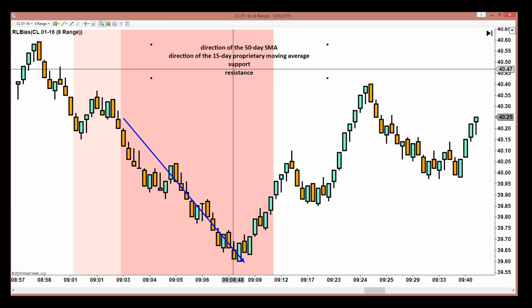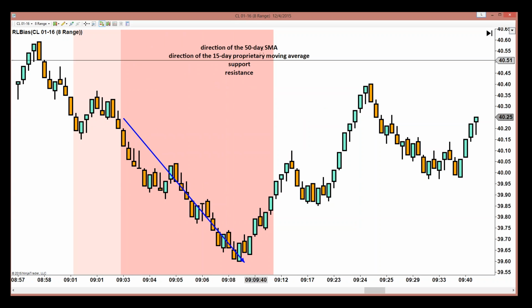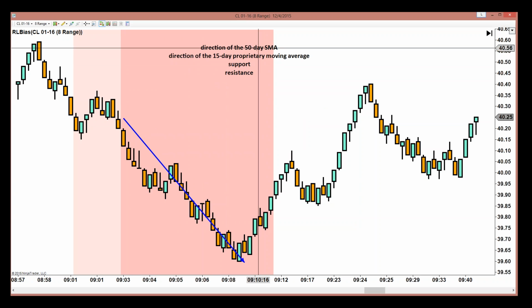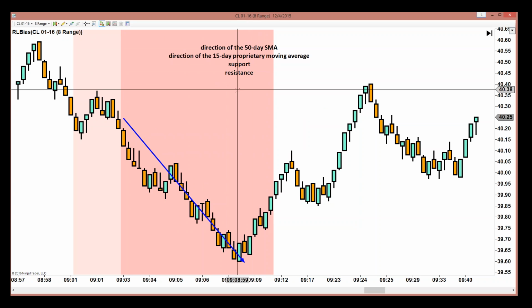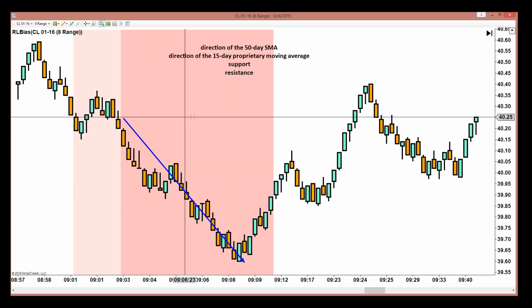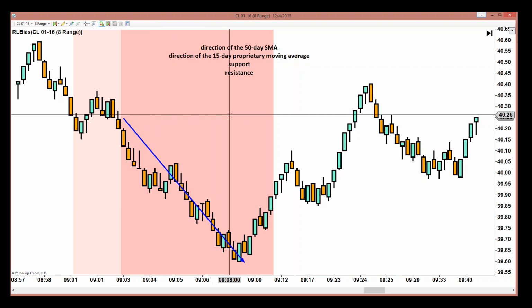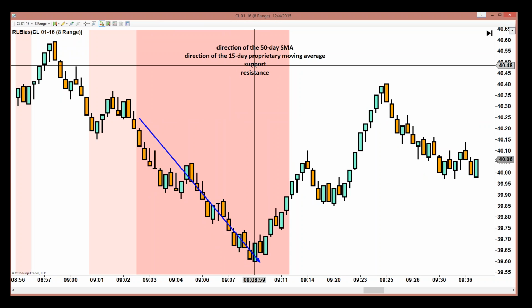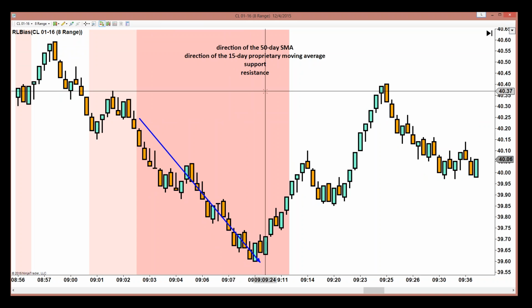Now, when you have this darkest pink, you have the 15 and the 50 heading to the downside, and the 15 has crossed our 50 to the downside as well, and all support to the downside is broken. And that's all indicated by this dark pink. Now, you can make the same assessment by looking at two higher time frames, but it's cumbersome, it's difficult, looking at support and resistance, looking at the direction of moving averages at support and resistance on two higher time frames is tough. This does it all for you.